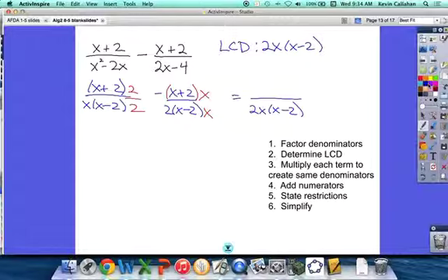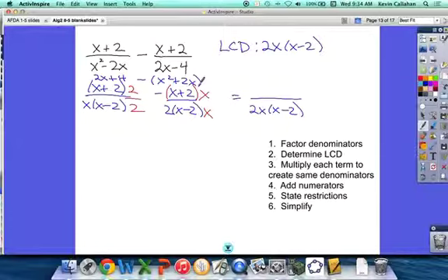So now here's the tricky part when you're doing a subtraction problem. You've got to understand that the minus, which is in between the fractions, is going to flip the sign of every term in the numerator. First we'll do this part here: 2 times x plus 2 is 2x plus 4. And then we've got a minus, and it's x squared plus 2x. That's what's going over here.